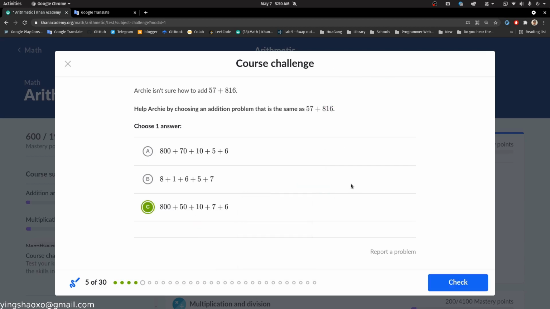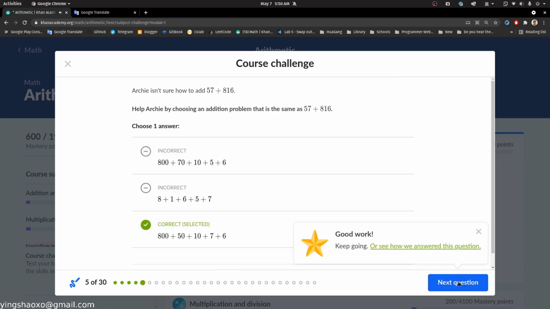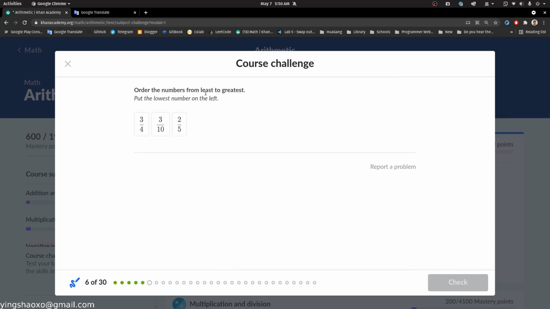So for this case, I'll choose the C. Let's go to the next. Order the numbers from least to greatest. This can be a little bit challenging. Let's rewrite them all. For this one, we got 4, 10, and 5. If I'm going to rewrite, that'll be time wasting. Let's just do it directly.